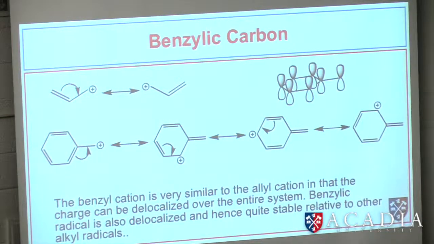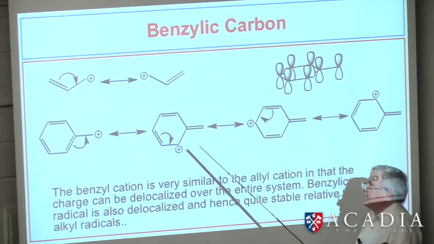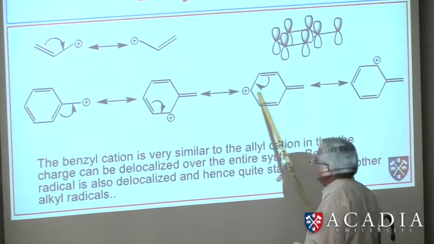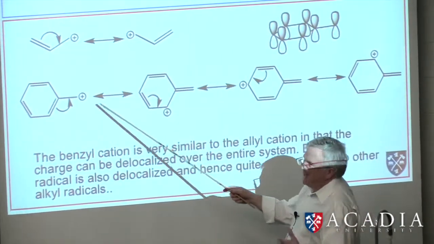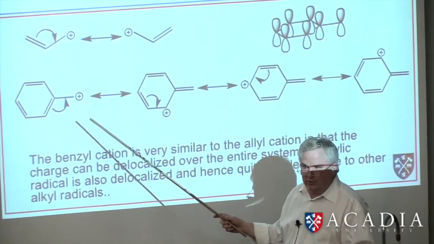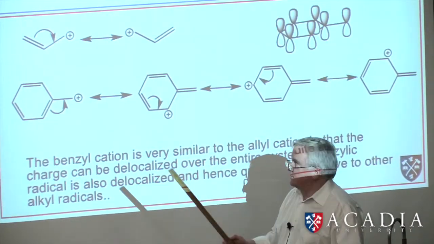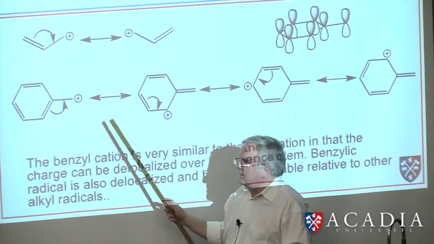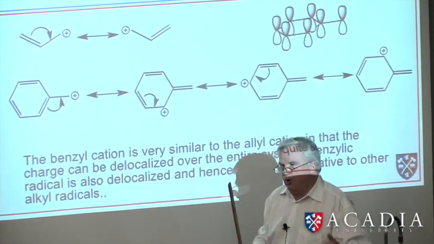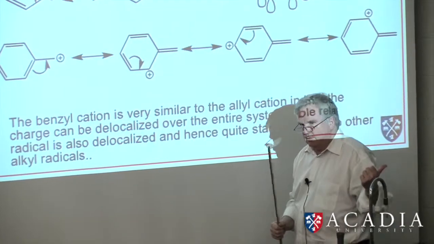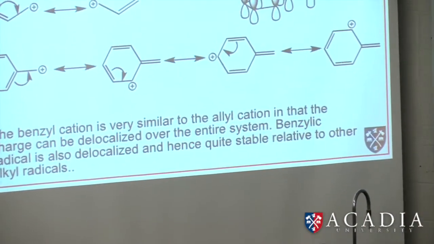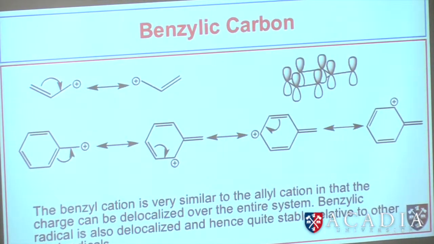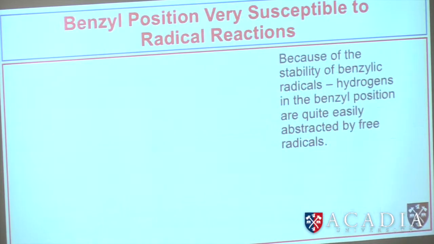So we can imagine the benzyl cation is very much like the allyl cation. We can delocalize this positive charge throughout the pi system. So benzyl cations and benzyl radicals are much more stable than we might otherwise expect. Exactly analogous to the allyl system. It's because we can delocalize that charge or we can delocalize that spin. Okay, so the benzyl cation, very similar to the allyl cation in that the charge can be delocalized and it's much more stable than we might otherwise expect.